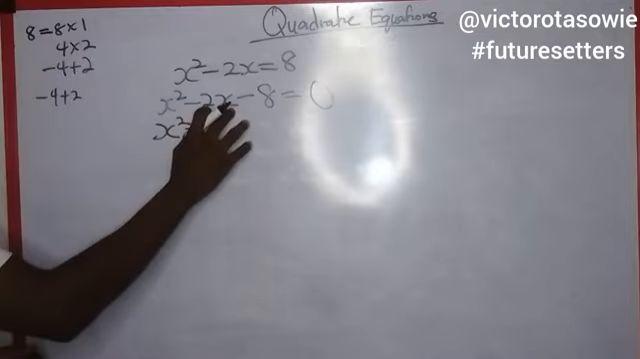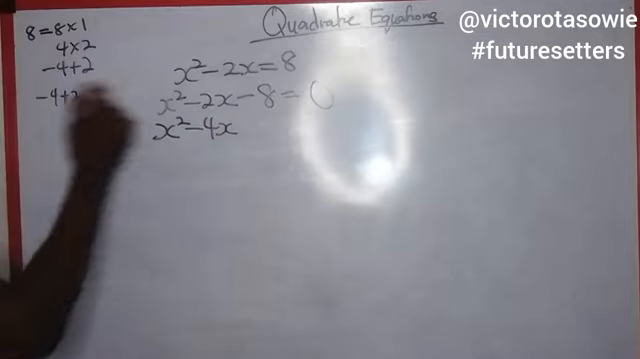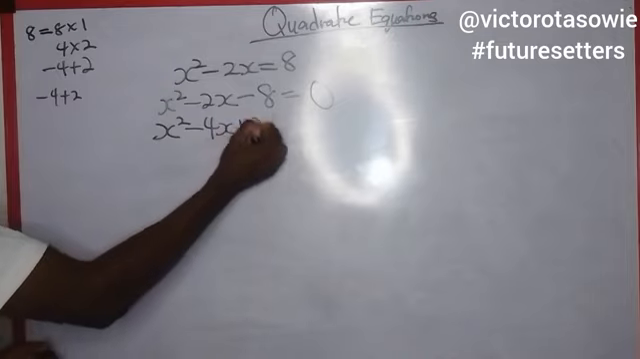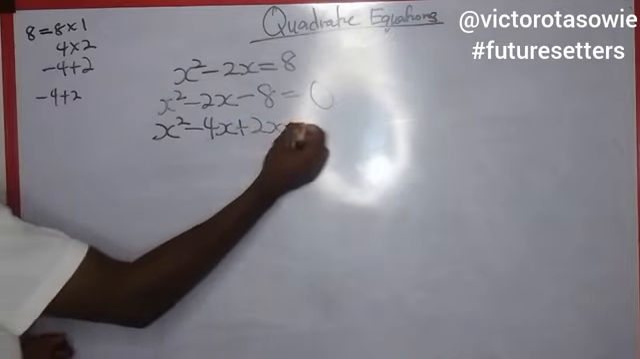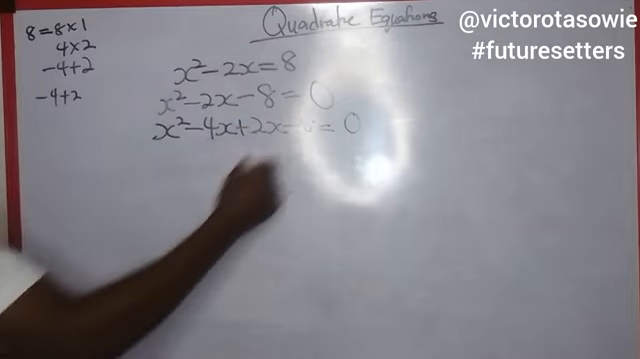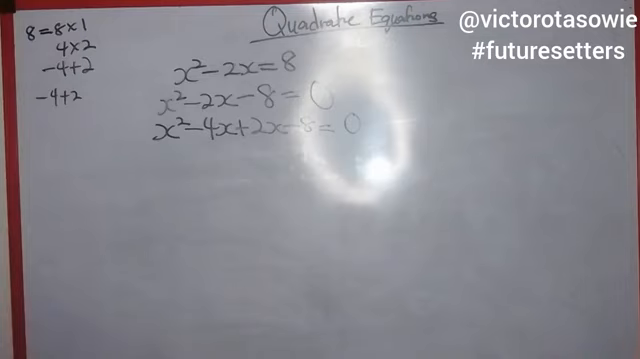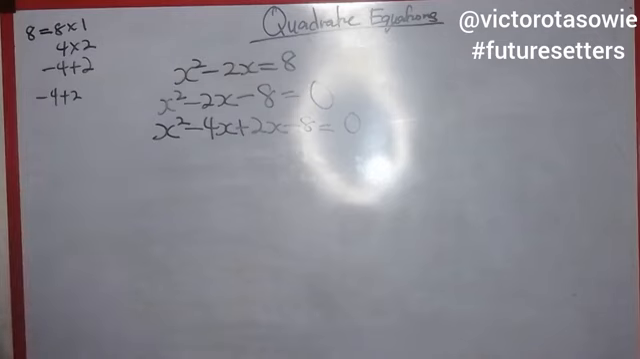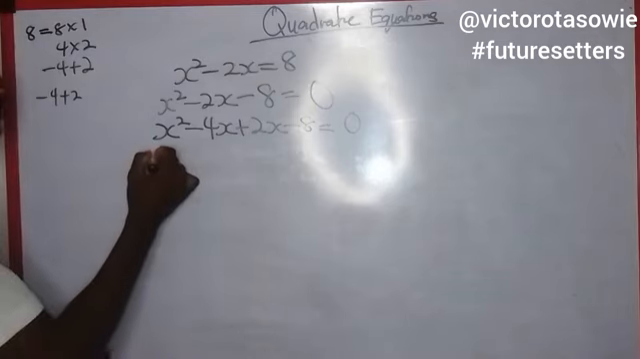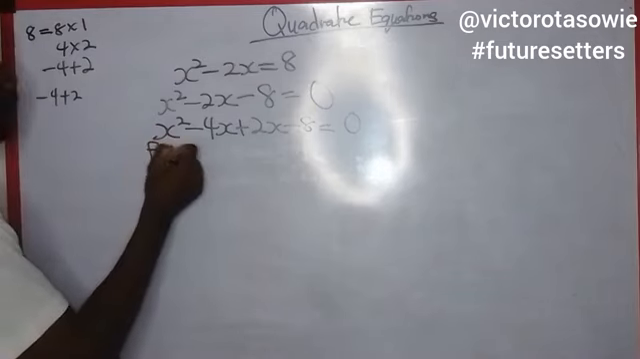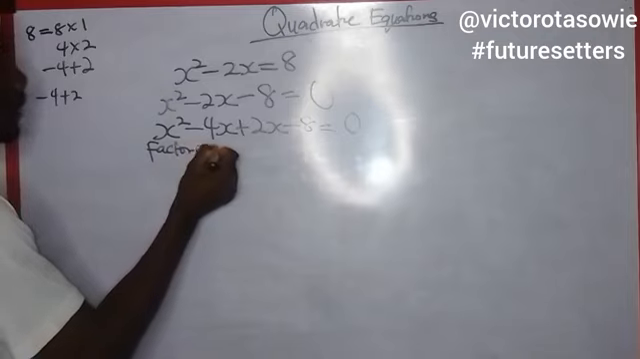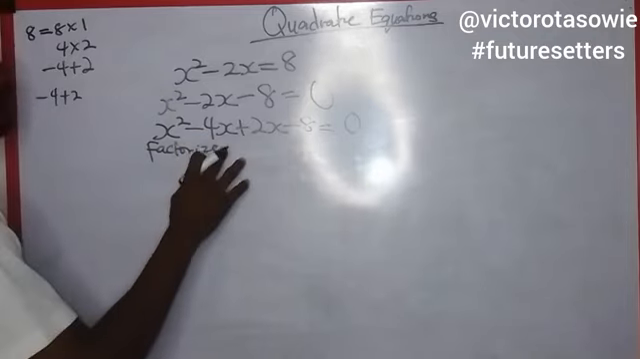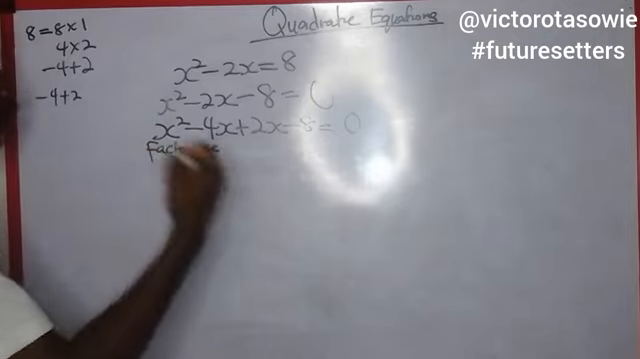But because there is x here, you write x. So minus 4x plus 2x minus 8 equal to 0. X squared minus 4x plus 2x minus 8 equal to 0. Then the next step we are going to factorize. The next step is called factorization. Factorize, that's looking for the numbers or the letters that are common.